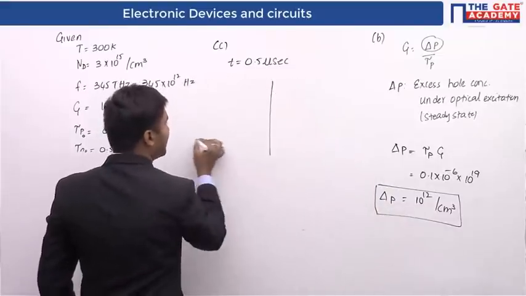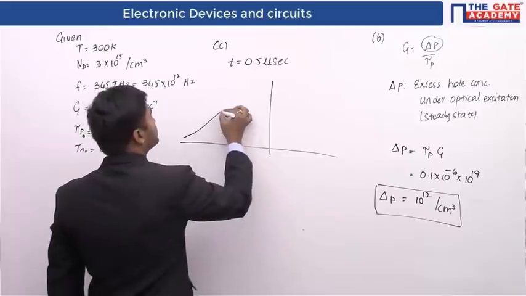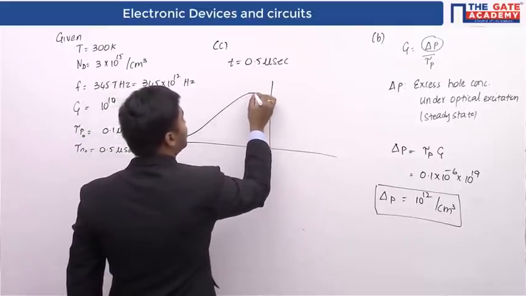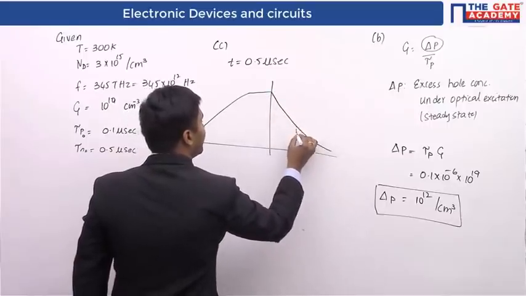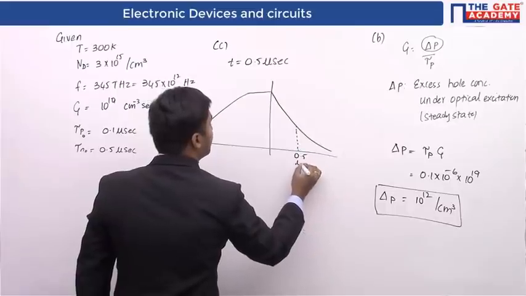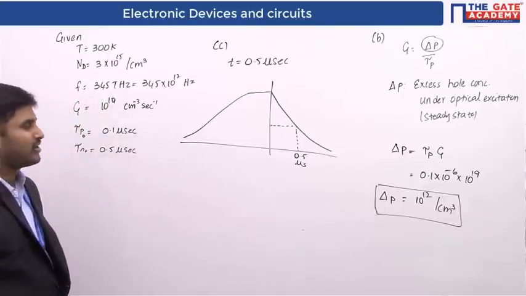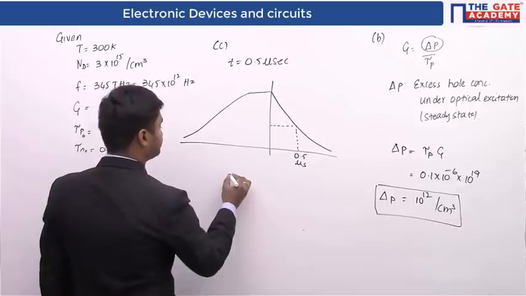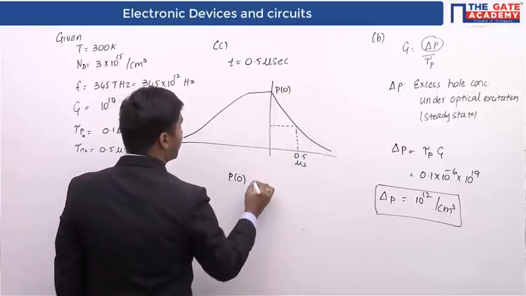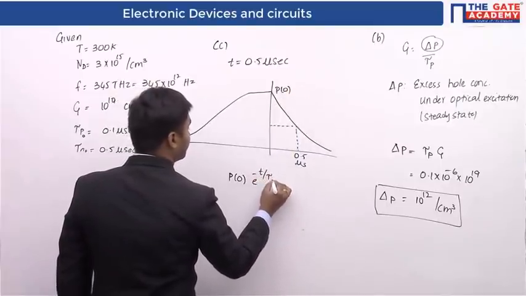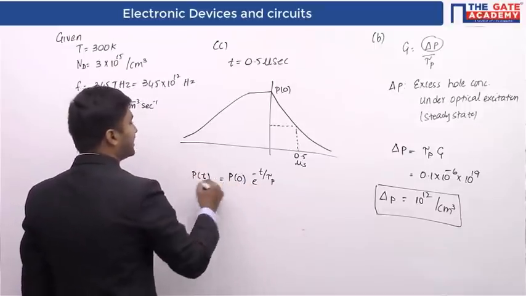So if you saw the profile of the hole concentration, when you switch on the light, the hole concentration is going to increase and then it is going to get saturated, and as you turn off the light at t equal to 0, it is going to get reduced. So we are finding the value of the hole concentration at 0.5 microsecond, which is given by P of 0, the hole concentration at t equal to 0, multiplied by e power minus t by tau p. This is the hole concentration with respect to time. And we are indicating only this profile.